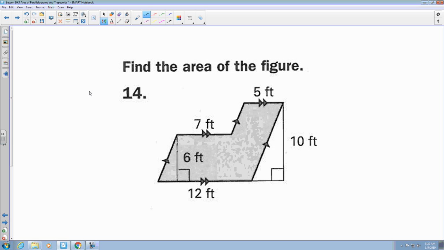Last problem here, it says find the area of the figure. So the reason why this might be a little bit challenging is we are going to have to break this up into essentially two figures. Now, there is a right way and a wrong way in order to break these different figures up in order to find the area.